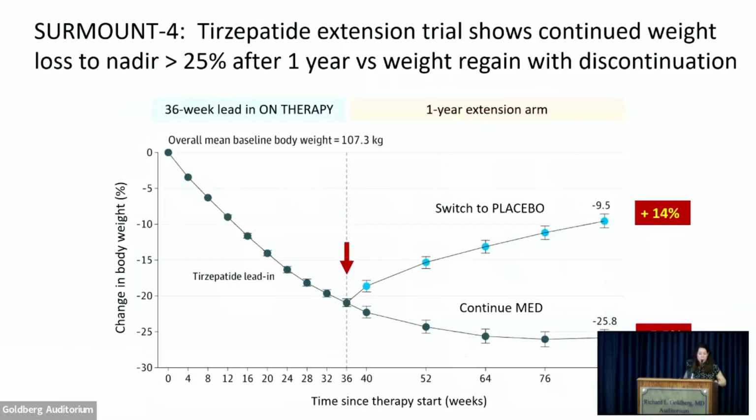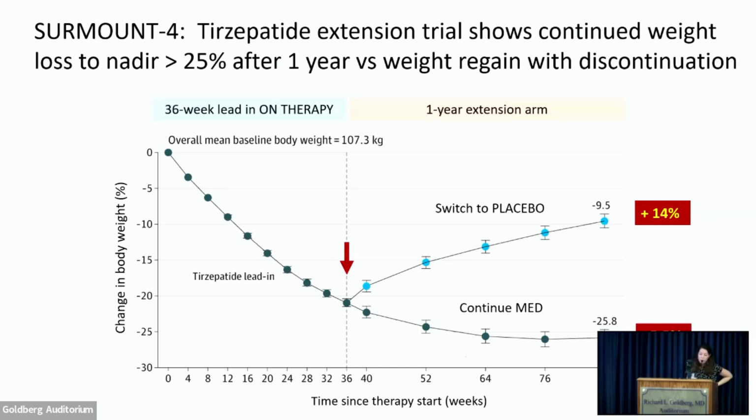And I wanted to show you SURMOUNT-4. So we did an extension trial looking at what happens if you go beyond that 36 weeks, excuse me. And patients continued to lose weight. So that number quoted 20%, right? But if you actually keep people on therapy, the nadir happens somewhere between 76 and 88 weeks, and they lost an additional 5.5%. So they maxed out at about 25% out, beyond a year.